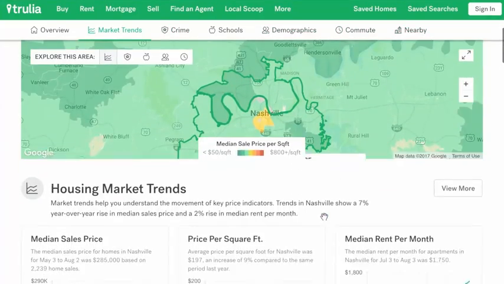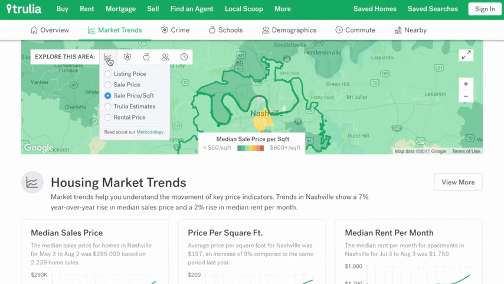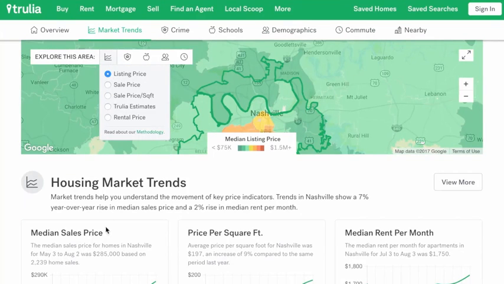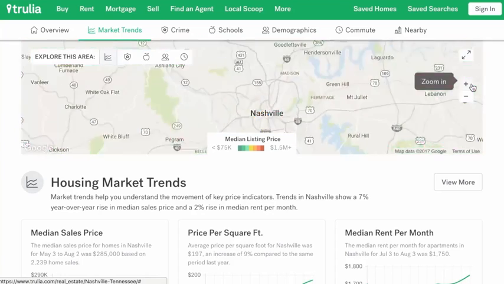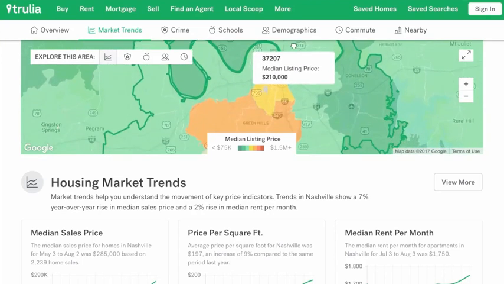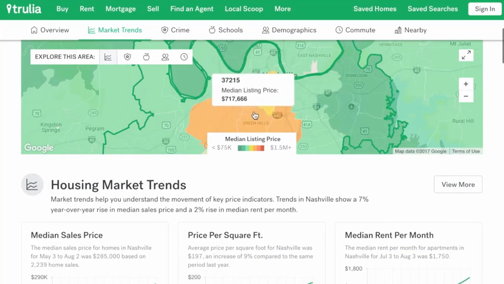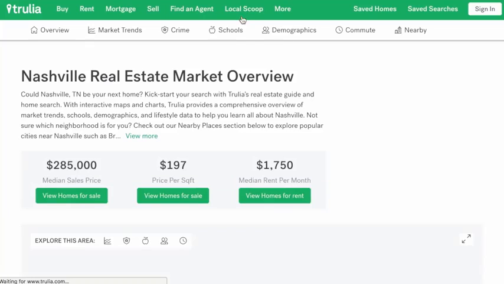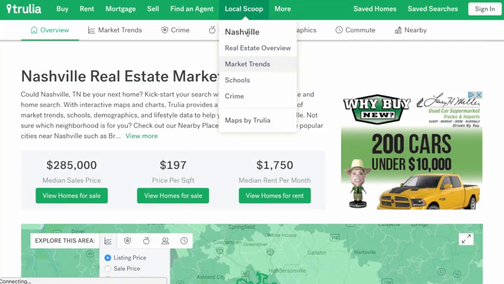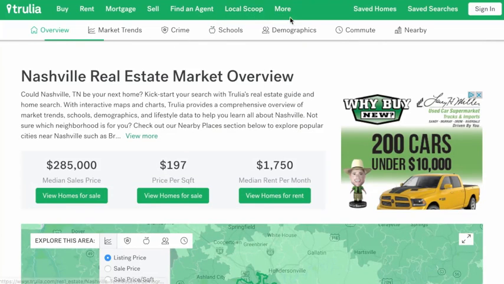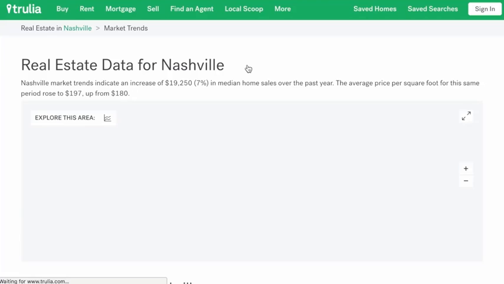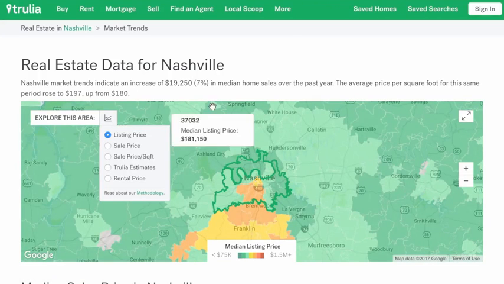Now let's go back to this. Let's look at listing price. And let's zoom in a little bit here. Let's scoot our map up. So here we've got listing price. That gives us different numbers to look at what the listing trends are. Okay, so now let's go under Local Scoop. We're in Nashville under Local Scoop Market Trends. So we click on Market Trends.